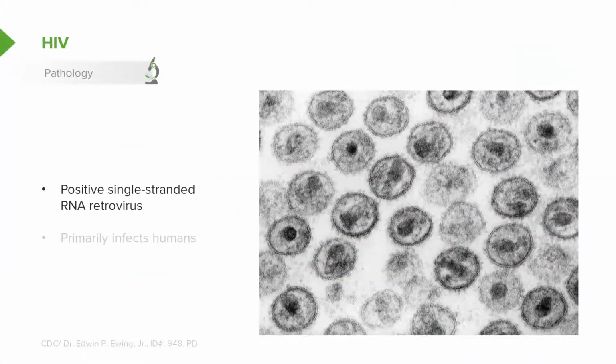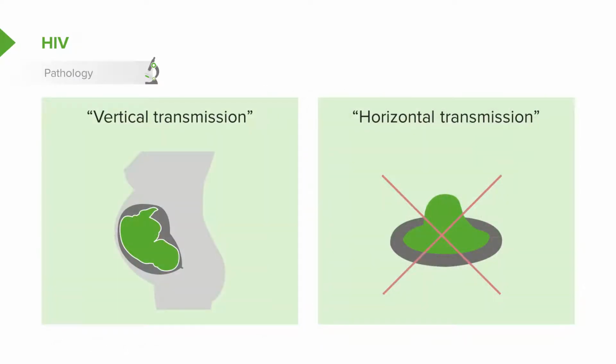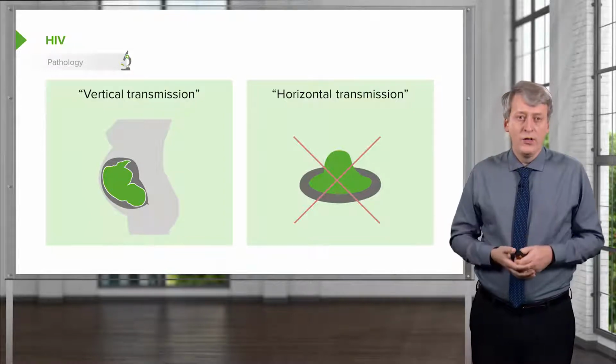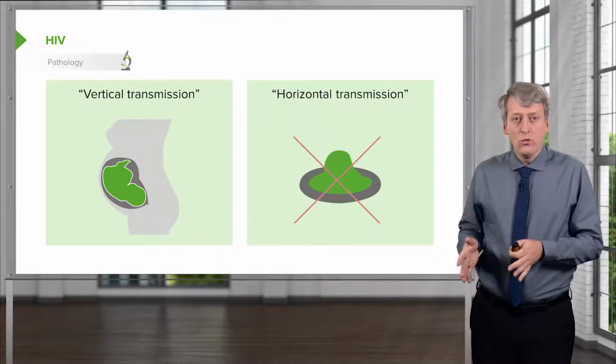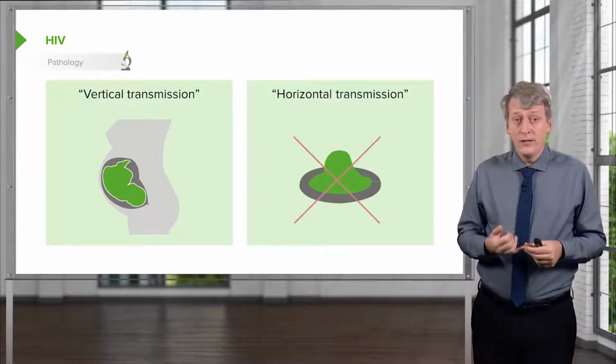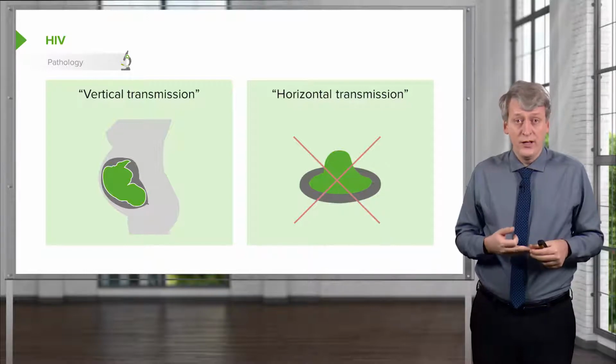So let's remember, HIV is a positive single-stranded RNA retrovirus. It primarily affects humans. In pediatrics, we think about two main modalities of shedding the virus from one person to another. One is vertical transmission. It's important to understand that vertical transmission is a major cause of development of HIV in children. Roughly speaking, if a woman is unaware of her diagnosis, 1 in 4 babies will be transmitted the virus through either the in utero experience, through the birth experience, or through breastfeeding.